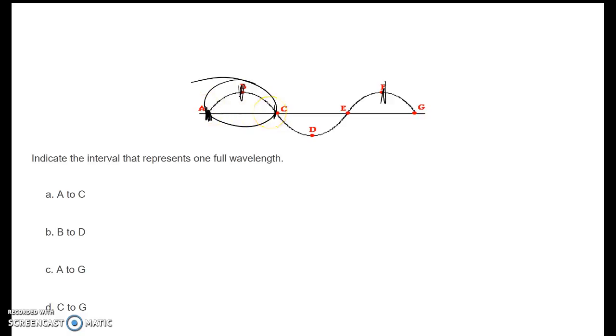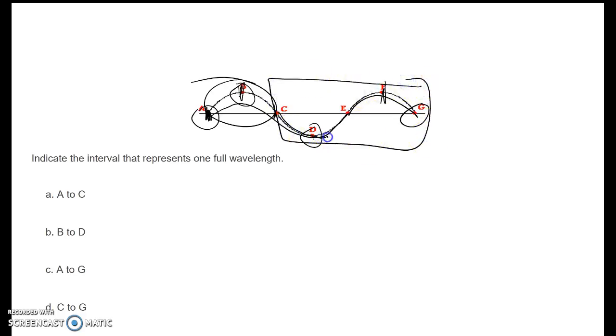B to D, here's B, here's D. That's barely a wavelength. We got from one crest to one trough. A to G, we got here to E to G. That's more than a wavelength. It's 1.5 wavelength, but C to G is. Okay, so it's one full crest, one full trough. We have C to G. That's what a wavelength would be when we look at a wave.